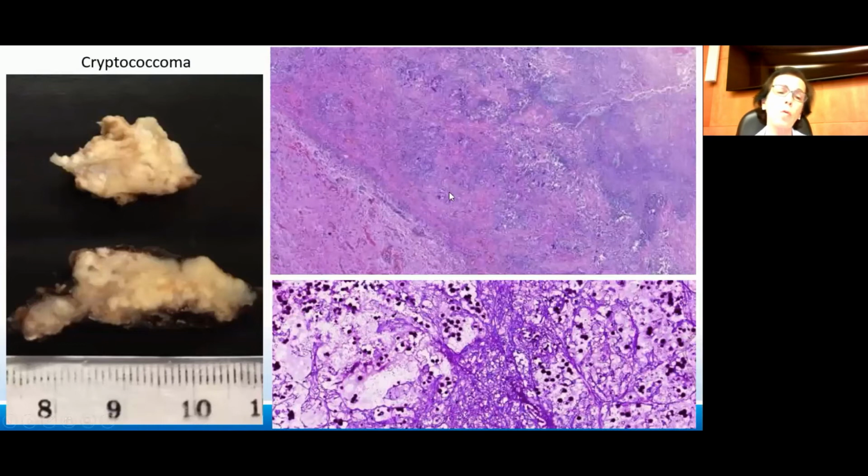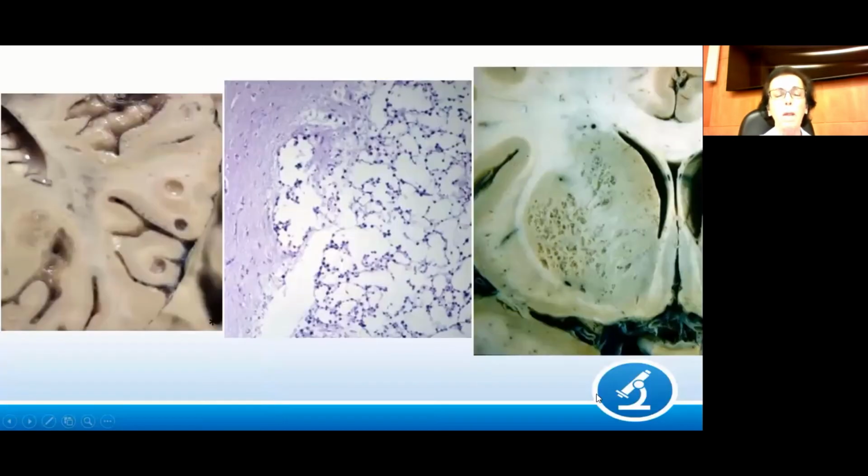But they can also present as cryptococcoma. So this was a surgical specimen we had a few years ago. We can see that there are some white, yellowish nodules. Histologically, here is the brain, and here there are granulomas, we can see very easily here. But then going closer, we can see that there are giant cells and lots of fungi, which are stained with the PAS. So this is a cryptococcoma.